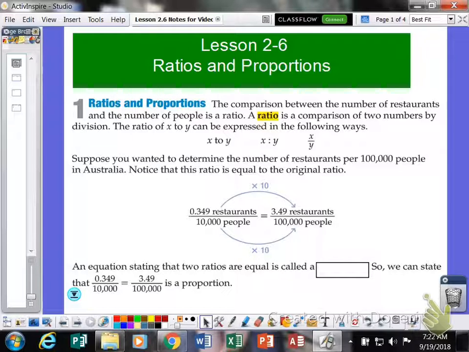Suppose you want to determine the number of restaurants per 100,000 people in Australia. Notice this ratio is equal to the original ratio. So 0.349 over 10,000 would be the same as 3.49 restaurants over 100,000 because we're multiplying by 10. An equation stating that two ratios are equal is called a proportion. So 0.349 over 10,000 is the same as 3.49 over 100,000. That is a proportion because they are equal.